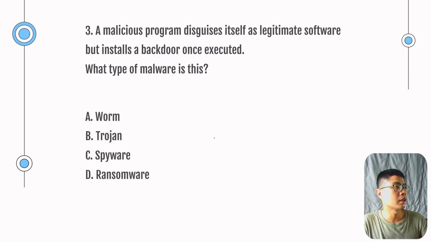Okay, question 3. A malicious program disguises itself as legitimate software but installs a backdoor once executed. Which type of malware is this? And so the keyword here again is disguises itself as legitimate software, and this is something known as a Trojan, the Trojan horse.